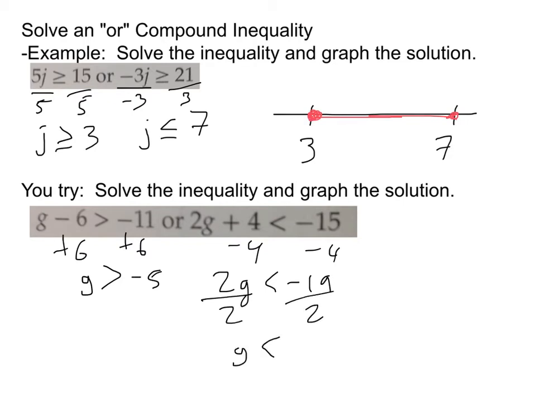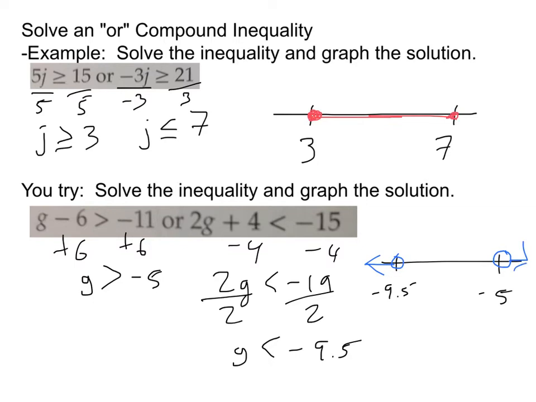g is less than negative 9.5. So let's see. I have g is greater than negative 5 and g is less than negative 9.5. So if I draw that, here's my negative 9.5. Here's my negative 5. g is less than negative 9.5, so it's an open circle and we'd go left. And g is greater than negative 5, so I would go to the right.